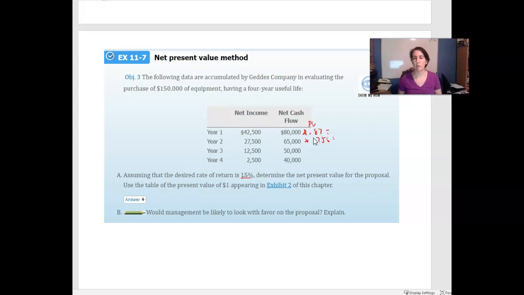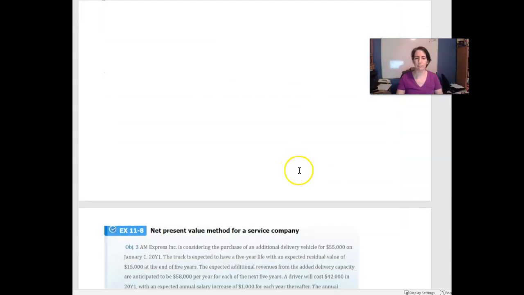All right, so you're going to have to do each one of these individually in order to come up with the present value. Because the dollar amounts are not the same, it is not an annuity. You can't use the annuity table. Okay, that's as much as I'm doing for you on that one.